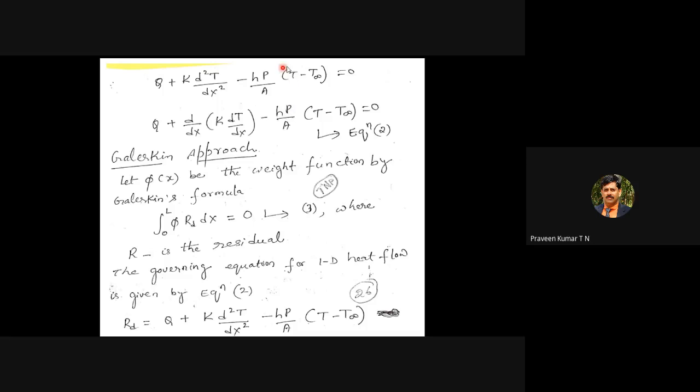So now this is the governing differential equation. You are familiar with the Galerkin formula. We spent around 1 hour on it last week. The Galerkin formula is given by the integral from 0 to L of phi into Rd into dx equal to 0. Rd is nothing but the residual, and the residual is the governing differential equation for conduction combined with convection.